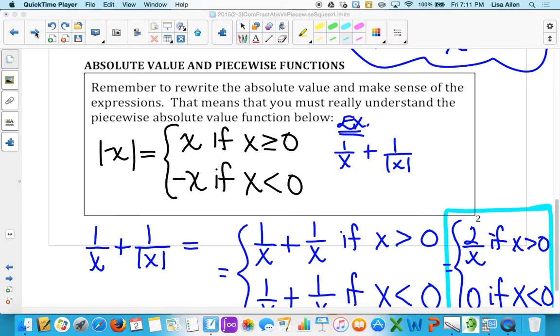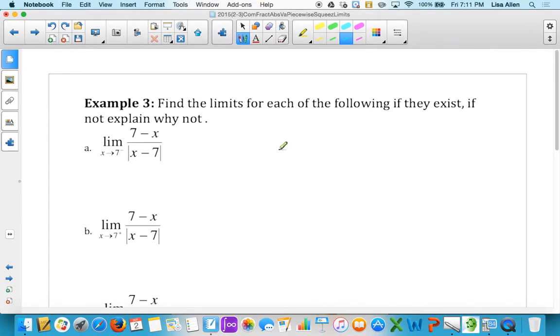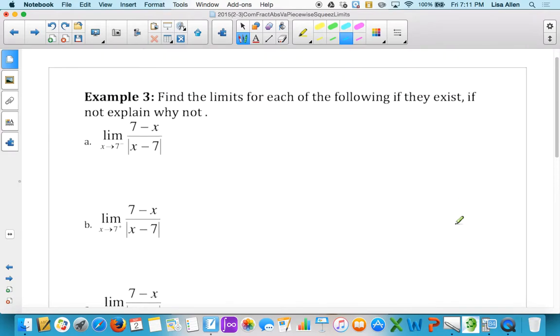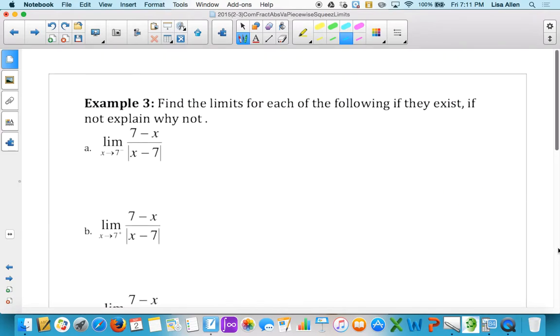So what we're going to do on the next page is look at what would happen with an expression that looks like the following, where we want to find the limits for each of the following if they exist. If not, explain why not. So the first thing that you want to do is notice what we have. We have a left and a right hand limit, and then we have a limit. C is the limit as x approaches 7.